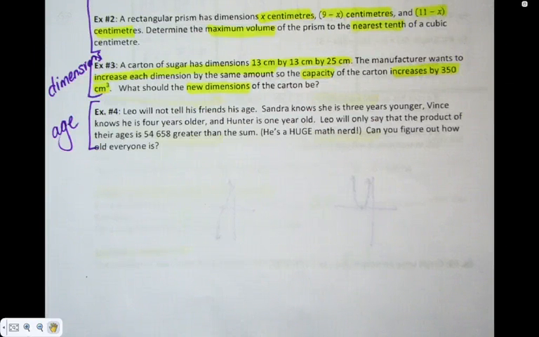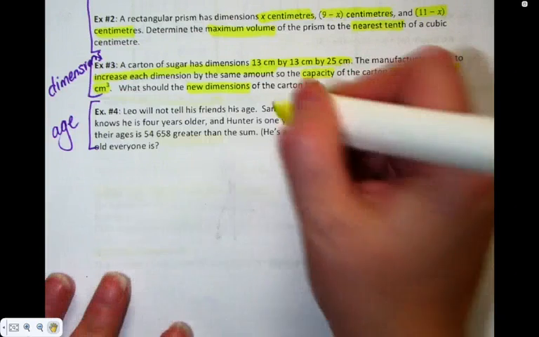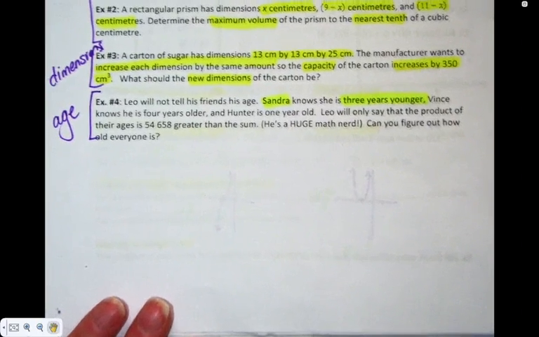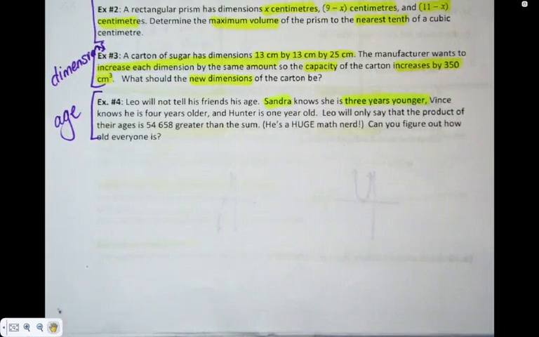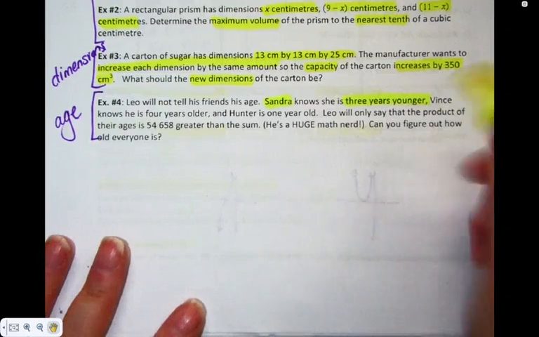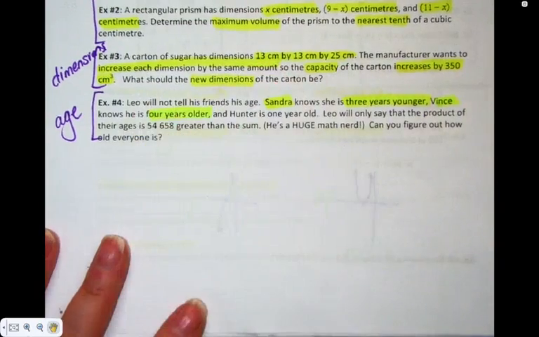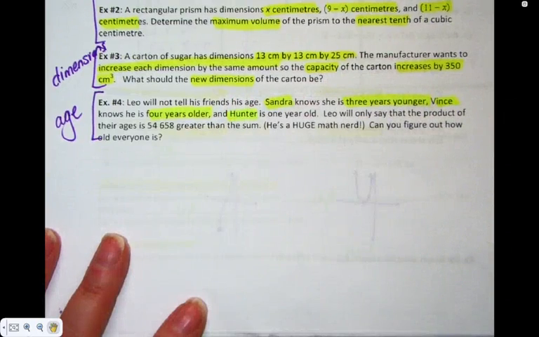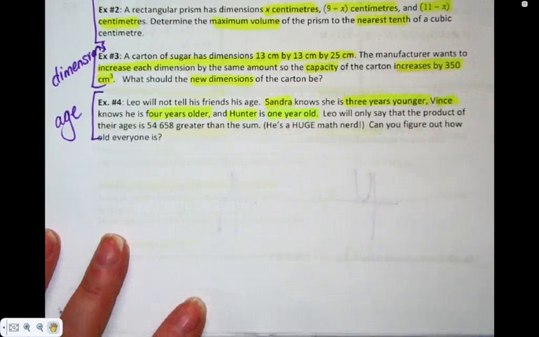What do we need to know? So what's key here? Let's just get the keywords first. Sandra knows she is 3 years younger. Yeah, actually, 1 year older or 1 year old? Because those are very different. 1 year old. Yeah, he can't even talk yet.